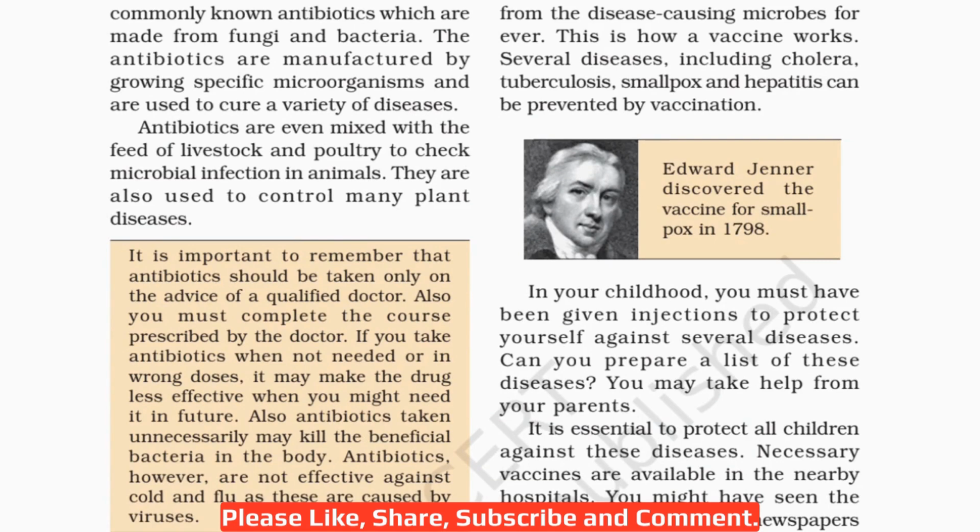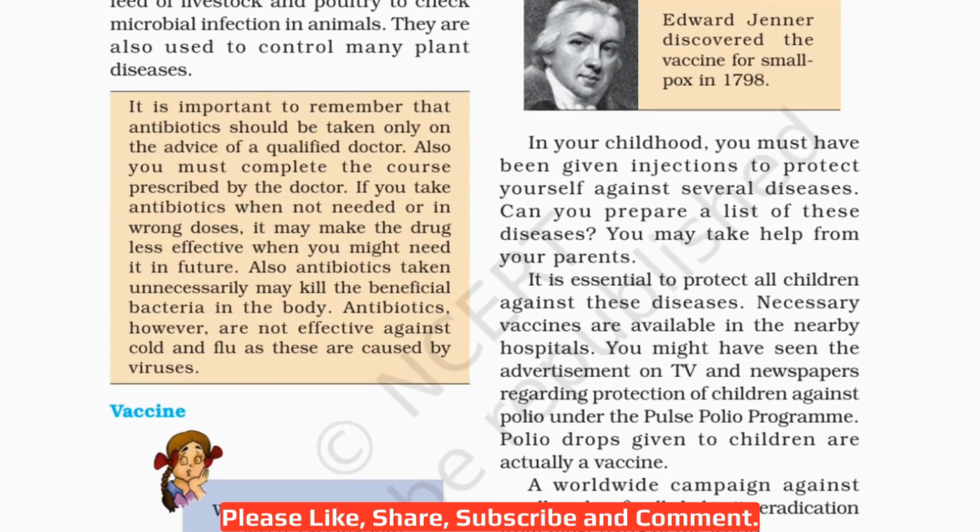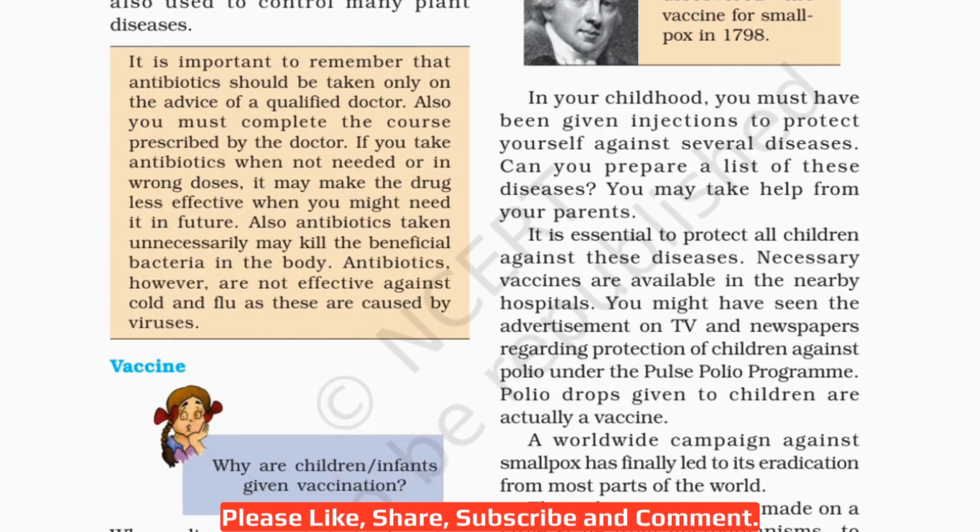In your childhood, you must have been given injections to protect yourself against several diseases. Can you prepare a list of these diseases? You may take help from your parents. So you can do this. This is your task. You might have a file where the names of all these vaccinations are written, right? So you can take a note from there. It is essential to protect all children against these diseases. Necessary vaccines are available in the nearby hospitals.